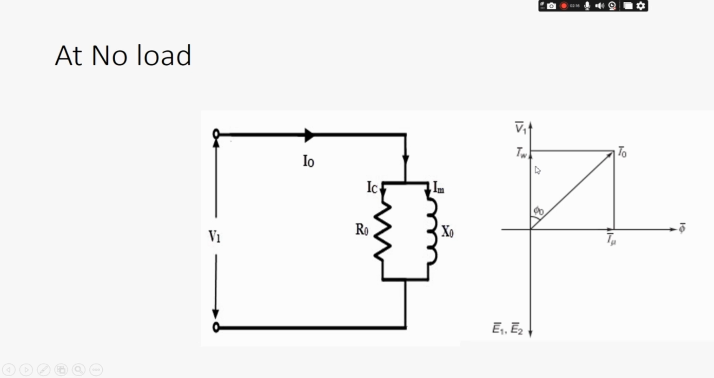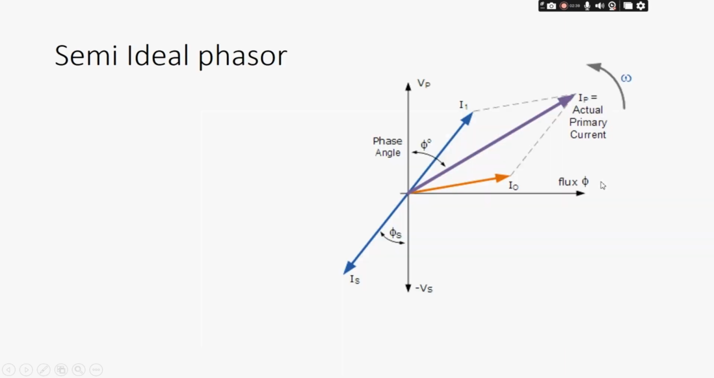Another important factor about this magnetizing or no load current component is that the no load power factor angle phi naught will be very high, not very small. This phi will be about 60 to 70 degrees. Now the second condition is called the semi-ideal phase.